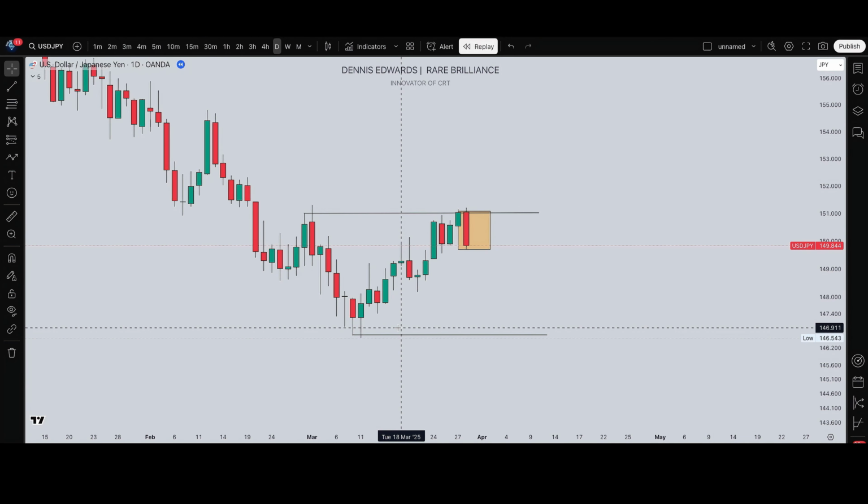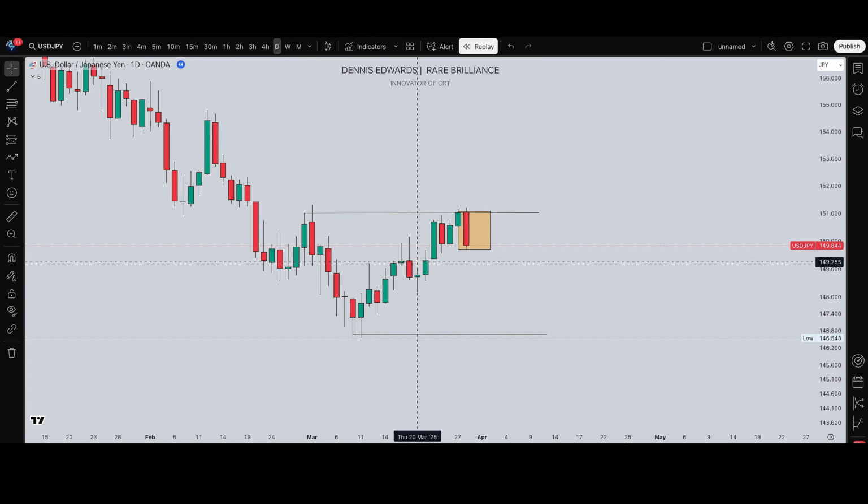Within this range, your goal is to spot the accumulation, the manipulation, and the distribution. The accumulation in this range is the energy collection. The market is generally calm, pulls in liquidity, and is preparing. No immediate direction, but intent is forming.